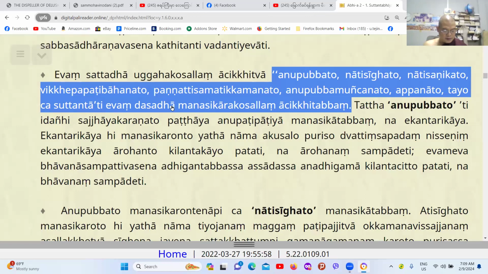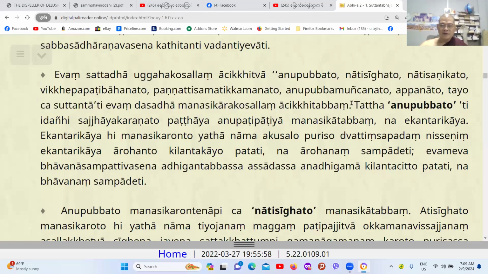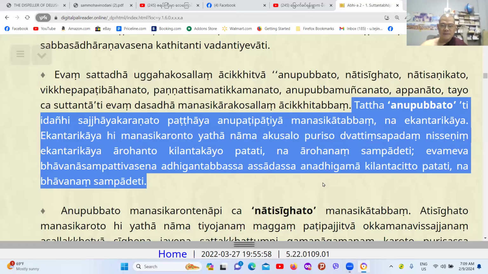Okay, let's see here. Tata anupobato, one after another, as to successive. Ita hi sanjaya karanato. Now this is kaya nupasana satipatthana. This kaya nupasana kammatthana sanjaya karanato says one contemplates the kaya nupasana satipatthana anupatipadiya, by the way of one after another, without skipping. Anupatipadiya manasikatapa. So these 32 parts of the body should be contemplated one after another, without skipping anyone.